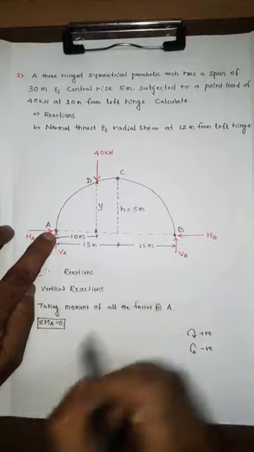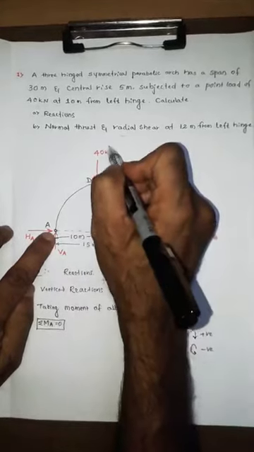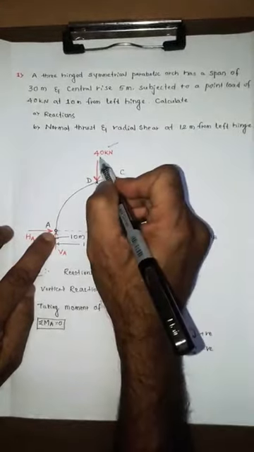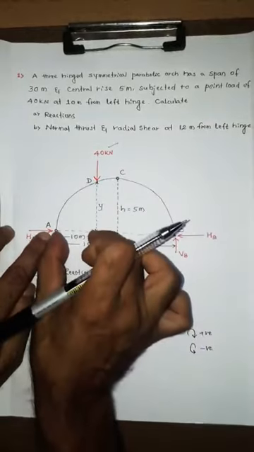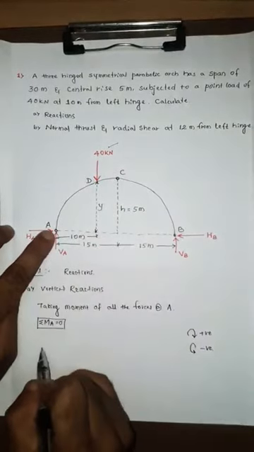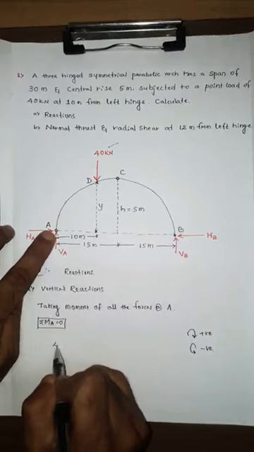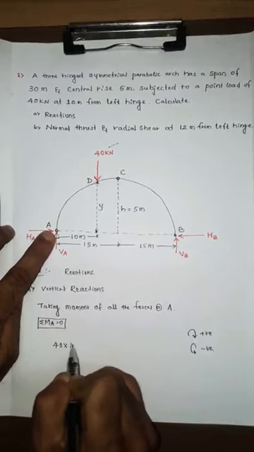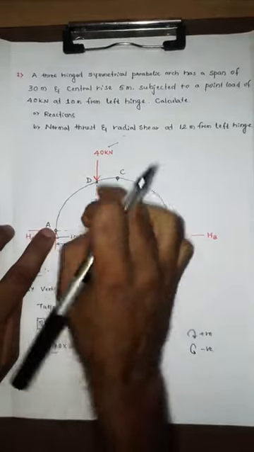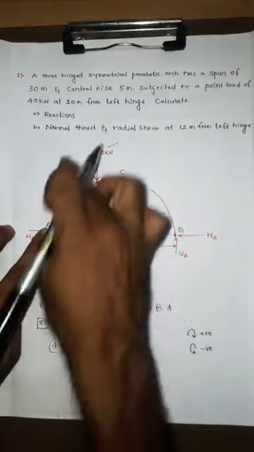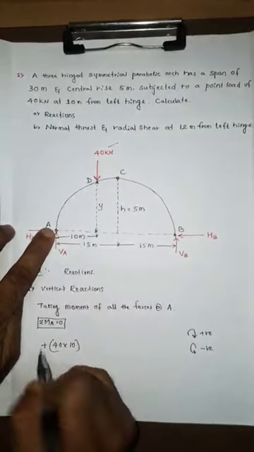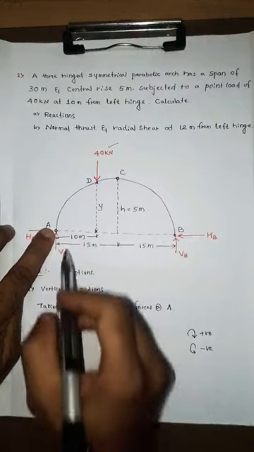So with reference to A, first I will take a 40 kilonewton force. What is the moment of 40 kilonewton force? So 40 into 10 meter. So moment about A is equal to 40 into 10 meter. So with reference to A, this is going to produce clockwise. So this is plus 40 into 10 meter.